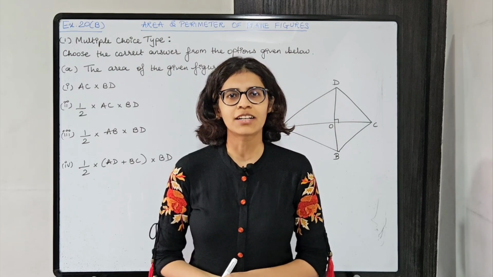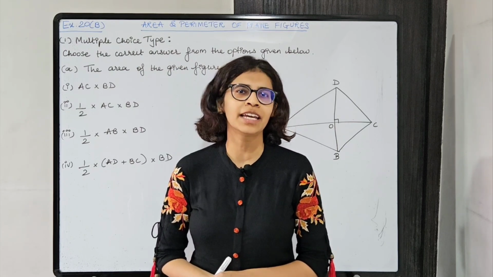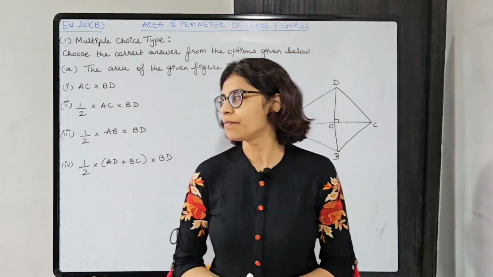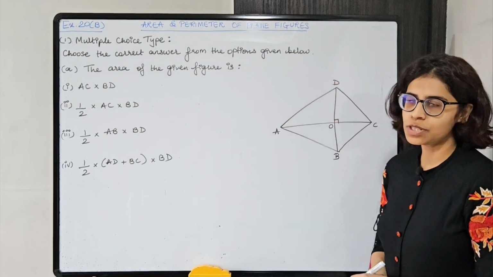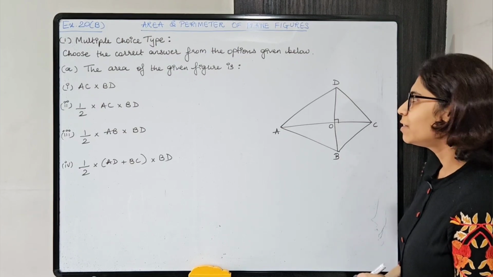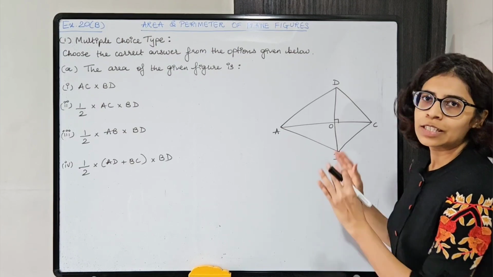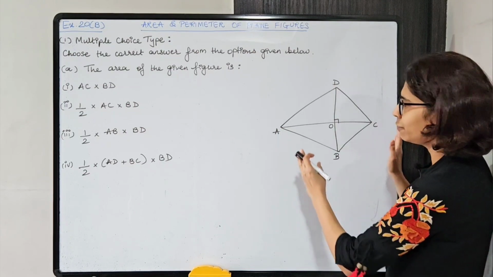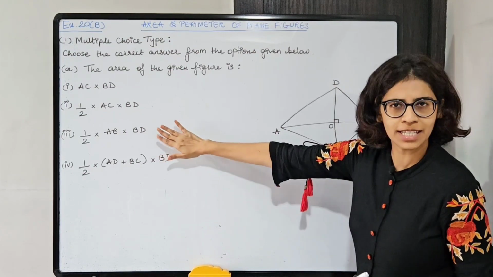In this video, we'll start with exercise 20B from chapter Area and Perimeter of Plane Figures. So starting with question number 1. First question is MCQs and there are 5 MCQs. So first one is A, the area of the given figure is. The figure is given to us and we need to find out the area based on the figure. We'll look at the options later.